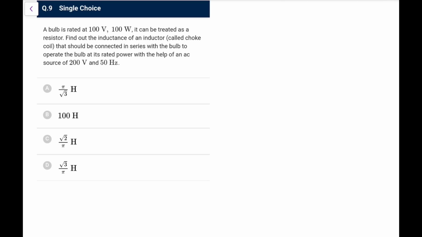A bulb is rated at 100 volt, 100 watt. So it can be treated as a resistor. Find out the inductance of an inductor that should be connected in series with the bulb to operate the bulb at its rated power with the help of AC. Okay, so in AC it should have 100.